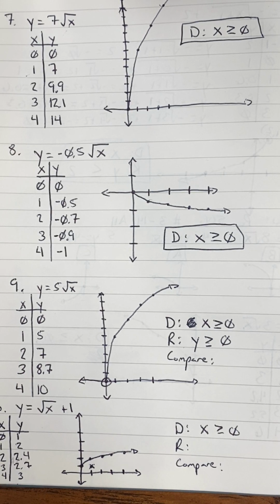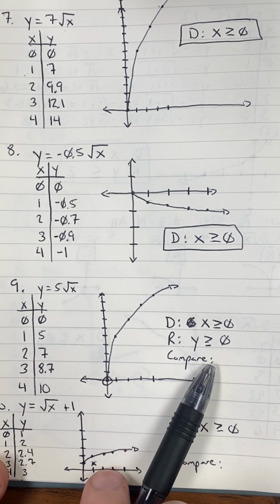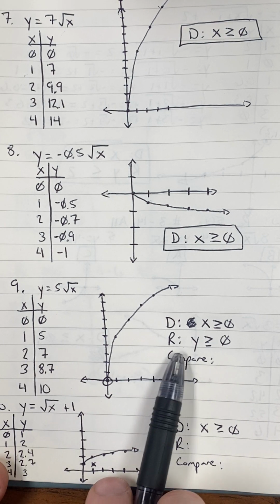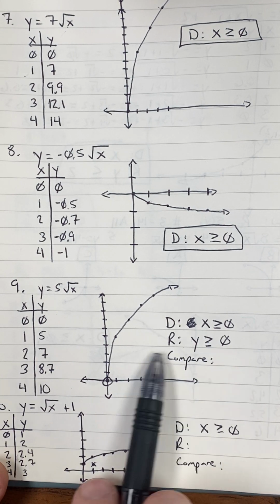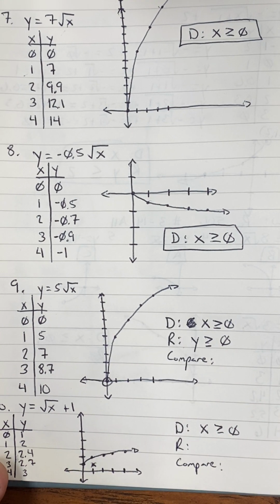Okay, so this is what your number 9 should look like. I went ahead and finished all of the problems so you can see all the answers. But what I'm going to have you do right now is we're actually going to add 2 things to each problem. So starting with number 9, I want you to also write the range, which in this case is 0 and higher. So y is greater than or equal to 0.